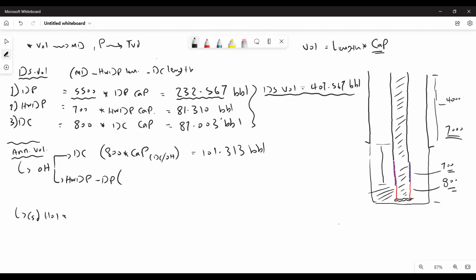Anyone could share? How to calculate the length of the heavy wall drill pipe plus this section from drill pipe? Okay, anyone could share?